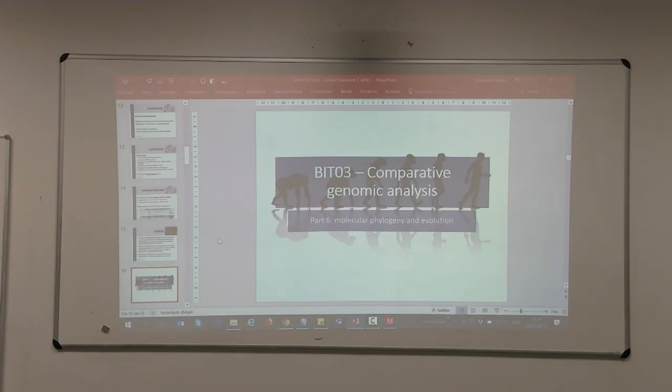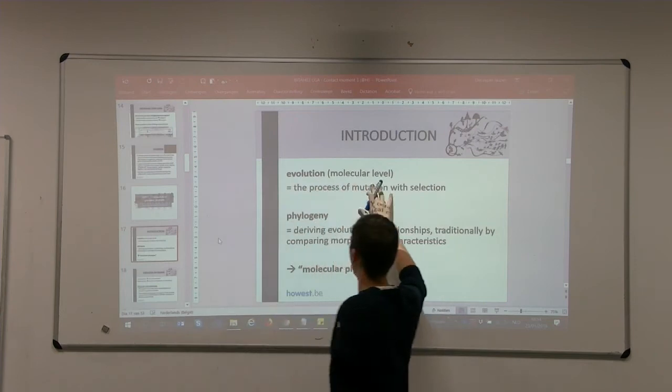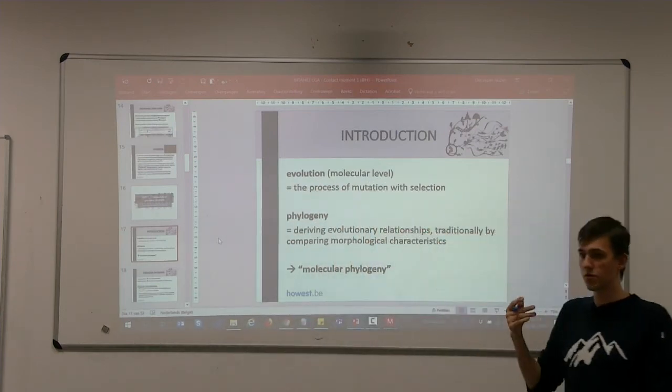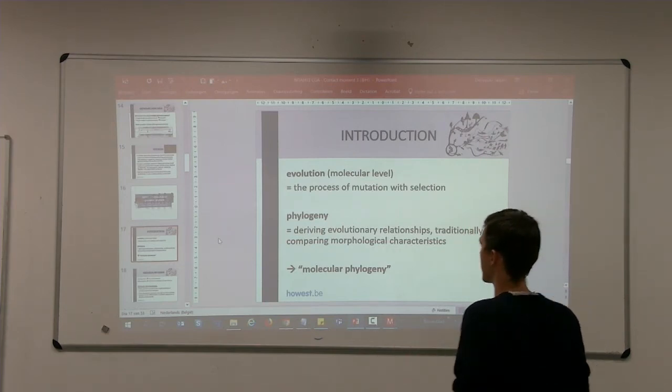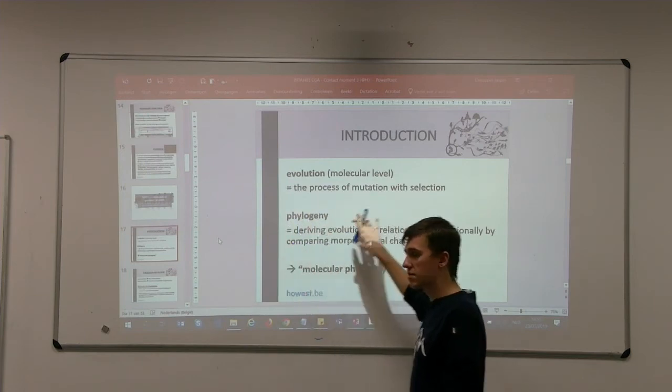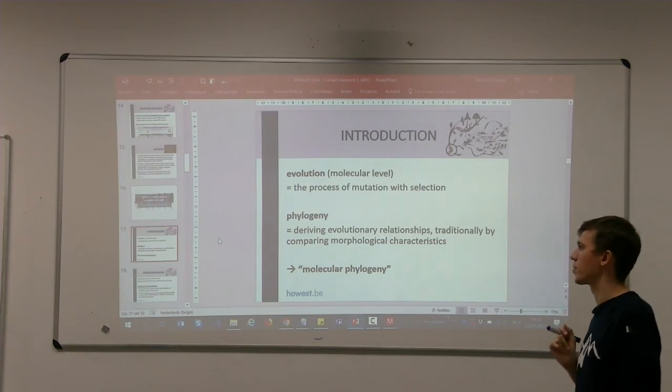In the next step, we can have a look at molecular phylogeny and evolution. So we want to use these molecular sequence data to investigate the relationship between molecular sequences, being on DNA, RNA, protein level, and so on. So we talk about evolution when we talk about the process of acquiring mutations and having selection to be able to select or not select for these mutations. So both positive or negative selection.